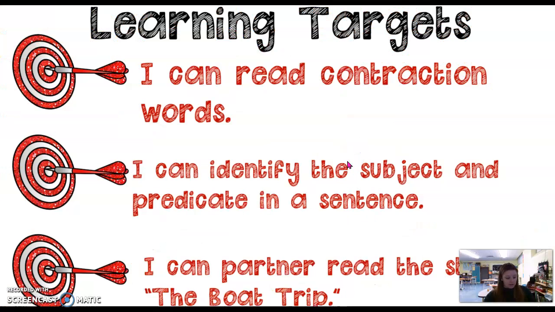For our learning targets, what will we be able to accomplish by the end of our lesson? We're going to be practicing reading contraction words. We will be able to identify the subject and predicate in a sentence. We've been working on this for a little while now. And we will also be reading the story called The Boat Trip, which is our next story in Sir Gus.